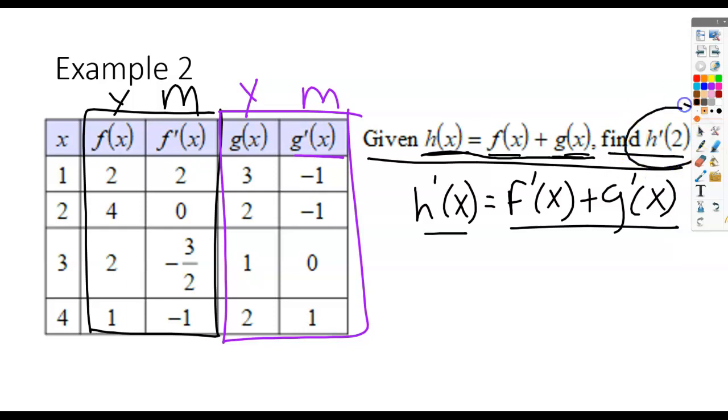But they also want us to find h prime when x equals 2. So now I'm going to plug in 2 to my h function. So if I plug in 2, it's going to look like this now.